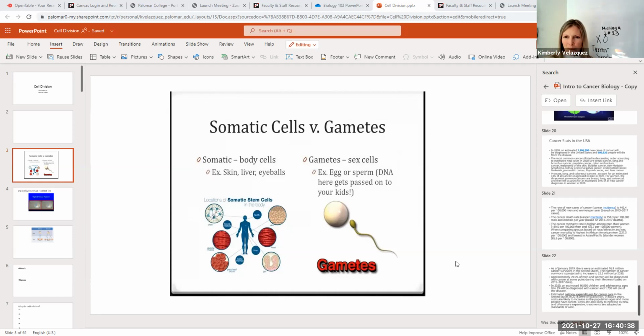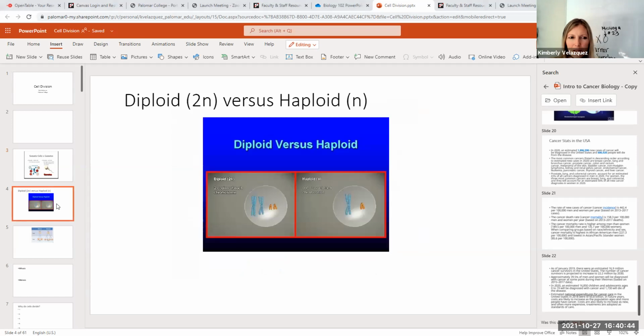So just a reminder, somatic cells are every cell of the body except for eggs and sperm. Gametes are the eggs and sperm. Diploid cells have the double number of chromosomes. Haploid have half the number. So you can see in this one, the diploid number was 4 chromosomes. That means the haploid number is 2 chromosomes. So this would be a somatic cell, and this would be a gamete.